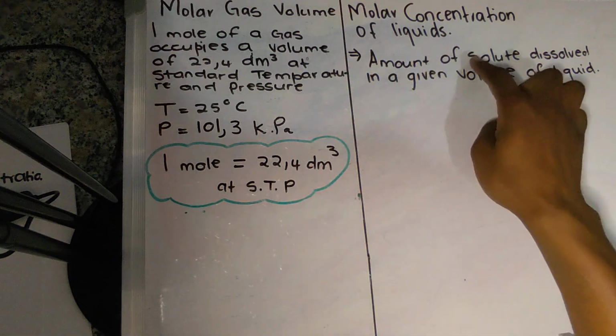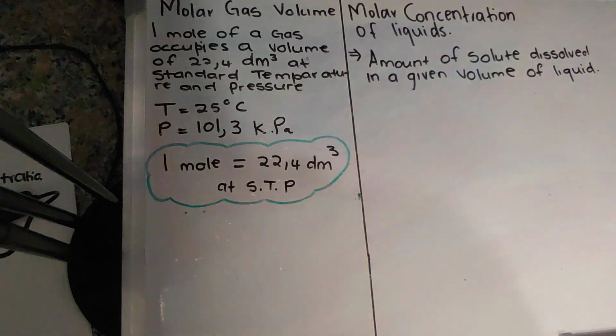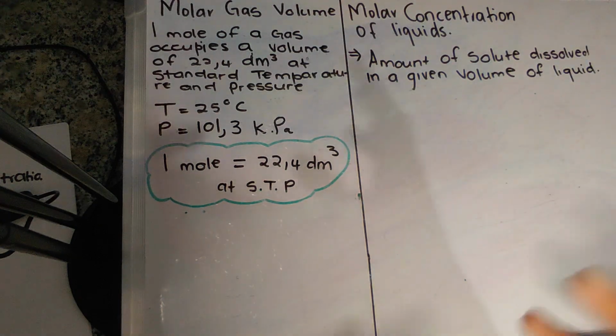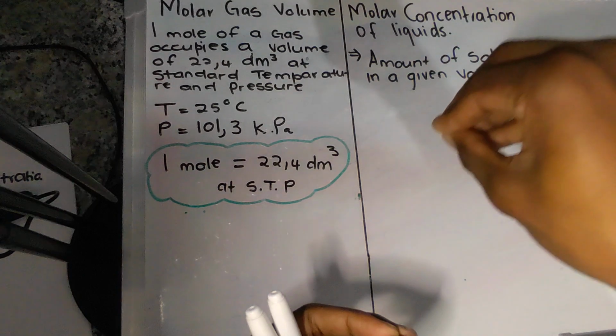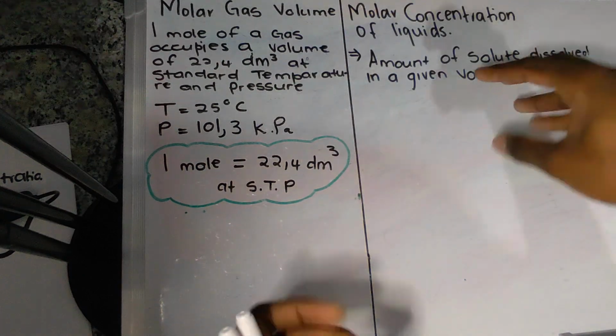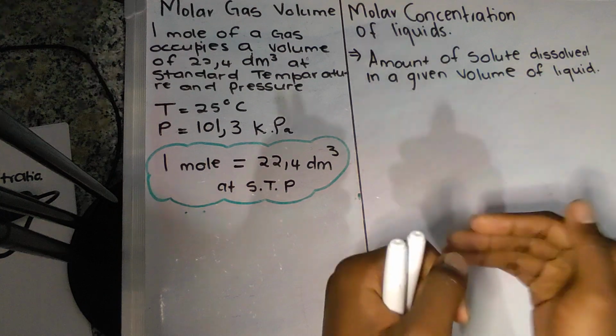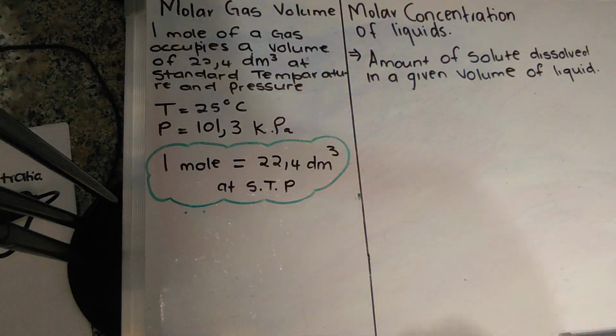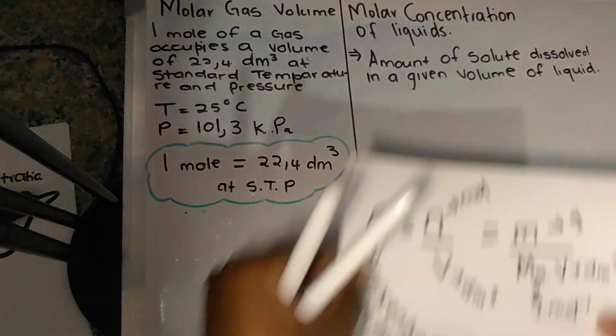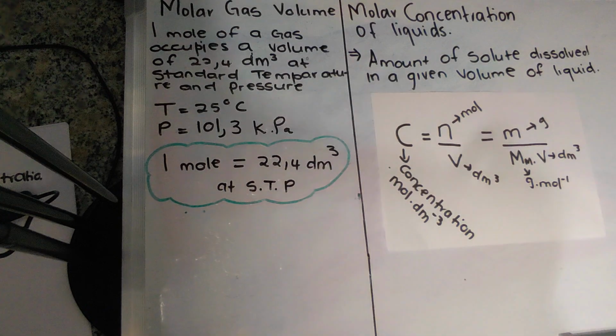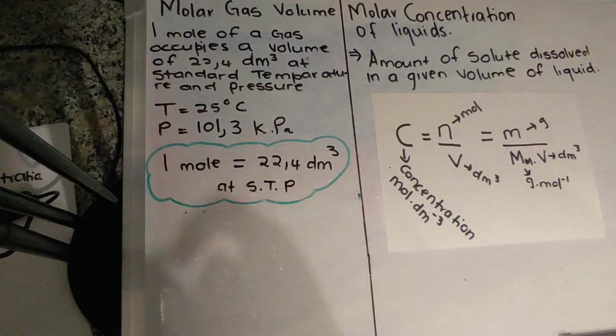So the amount of solute that is dissolved in a given volume of water is what we call a concentration. How much of a solute is present in a liquid? So the ratio between those two, the solute and the volume of a liquid, is what we call a concentration. So this is calculated, we have a mathematical relationship for calculating the concentration. So that is how we're going to find the concentration of a solution.